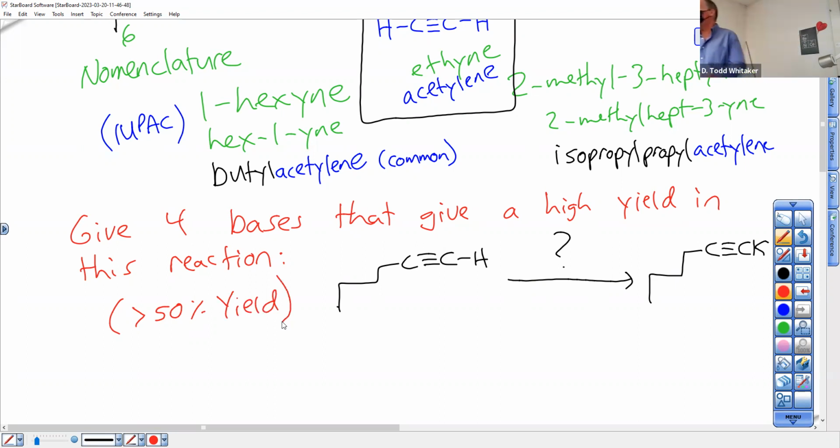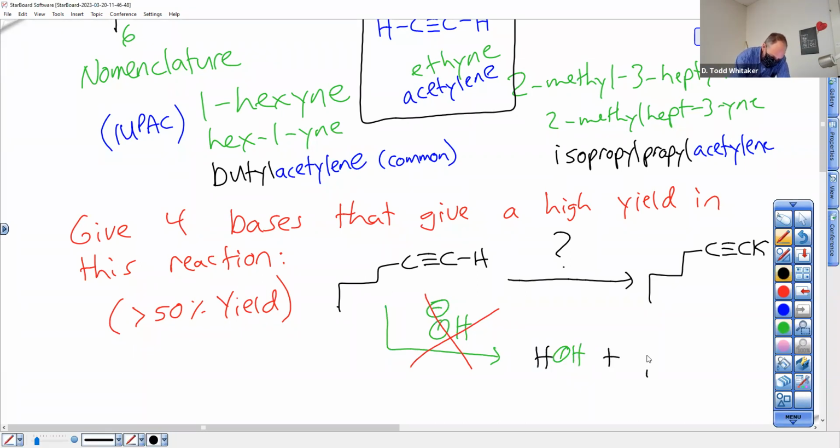What's your favorite base? We talked about earlier. Somebody just mentioned it. OH minus. You think, well, it's got to be a good base, right? It is not a good answer. Here's the reason why. OH minus, I'm just telling you, you're getting nothing for. It goes to OH with an H, hypothetically, and C minus. What's the pKa of water, which is right here? What's the pKa of a terminal alkyne? What's the pKeq for the reaction?